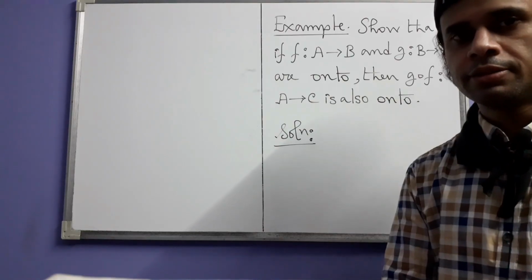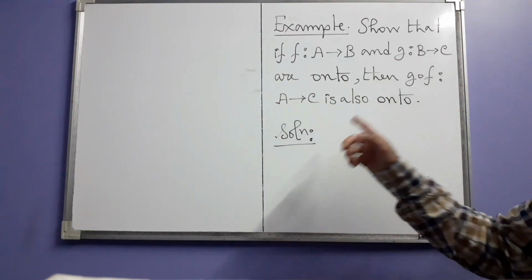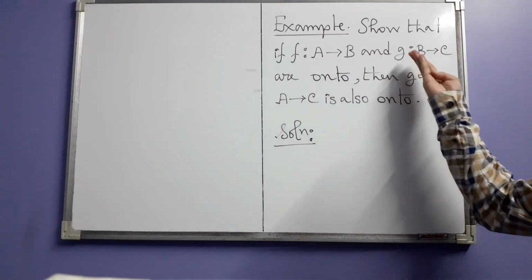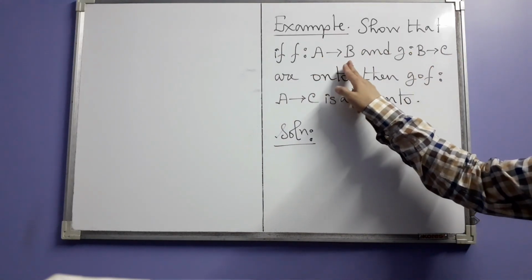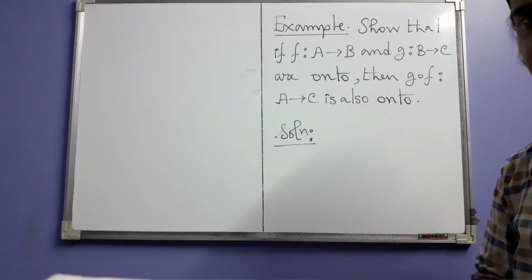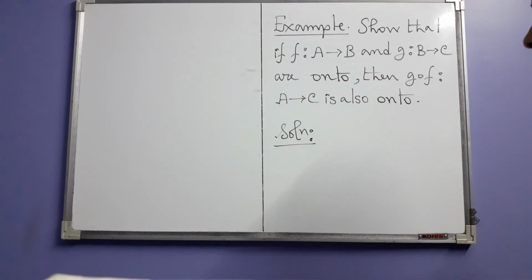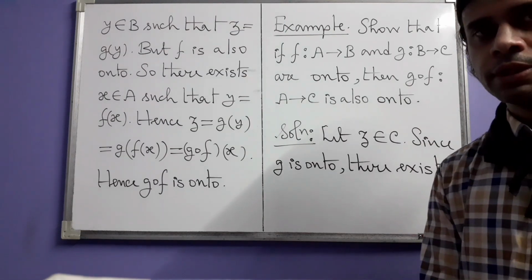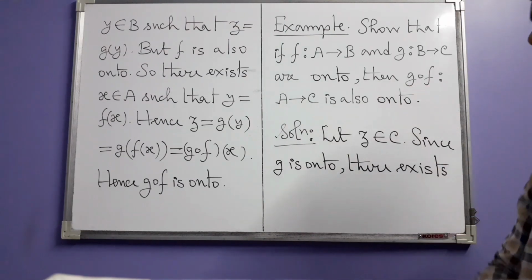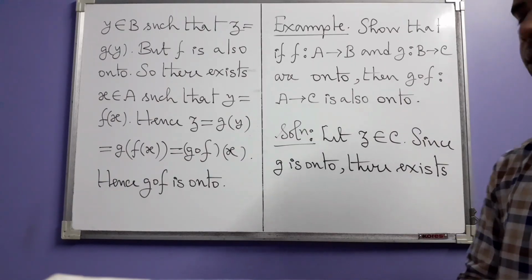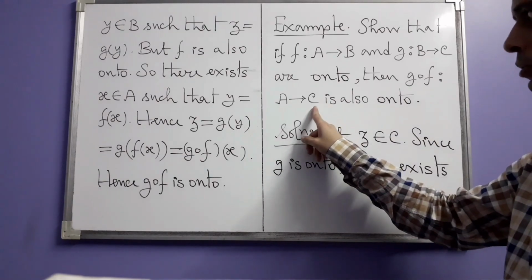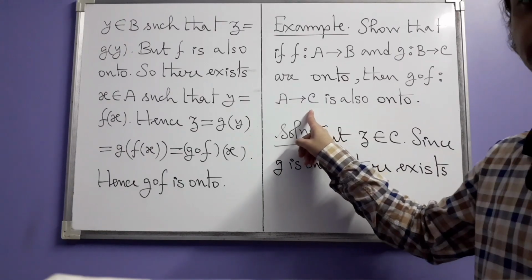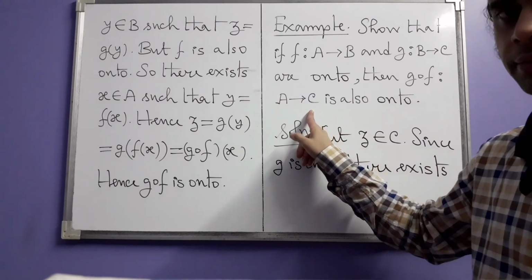This next example is also similar, but this time instead of 1-1 we have the onto-ness property. Again we have two functions f and g such that f maps A into B and g maps B into C, but actually they are onto. Then we have to prove that their composition is also onto. For that we would choose any element in the codomain and show that that is the image under this function of some element in the domain. So we have to find that some element.